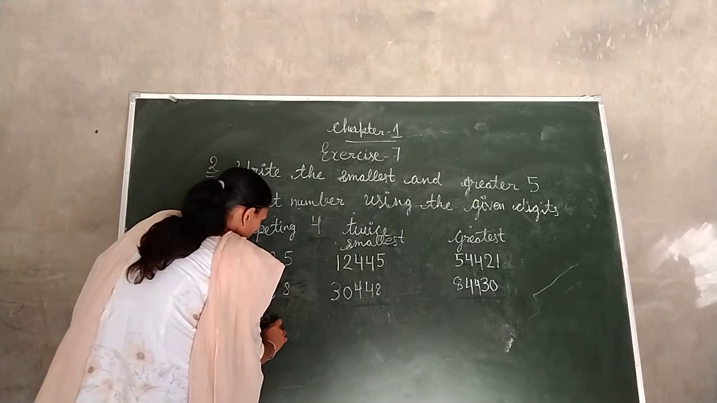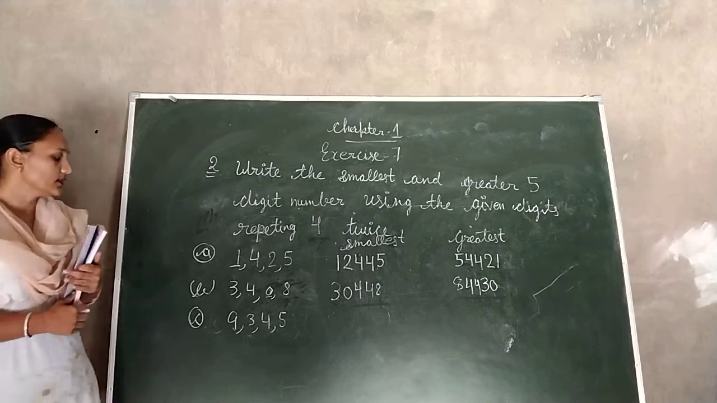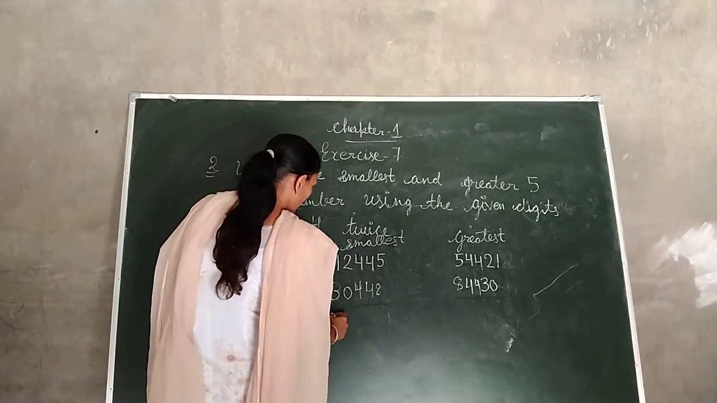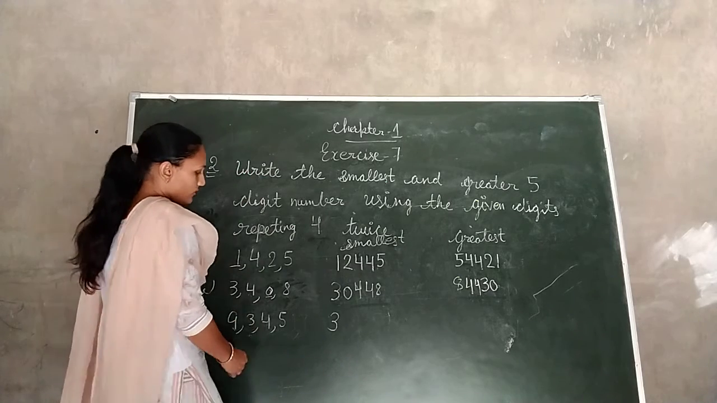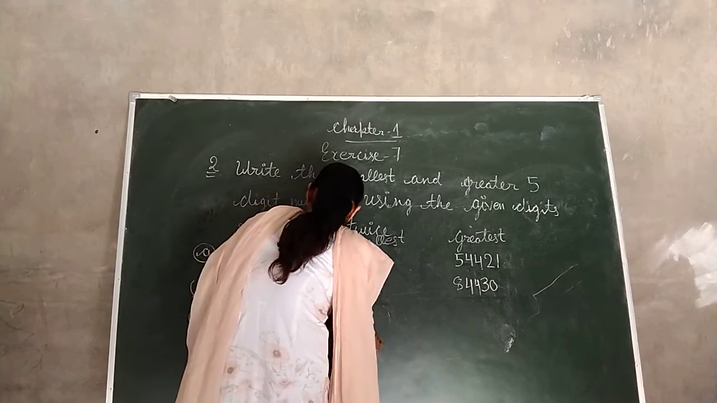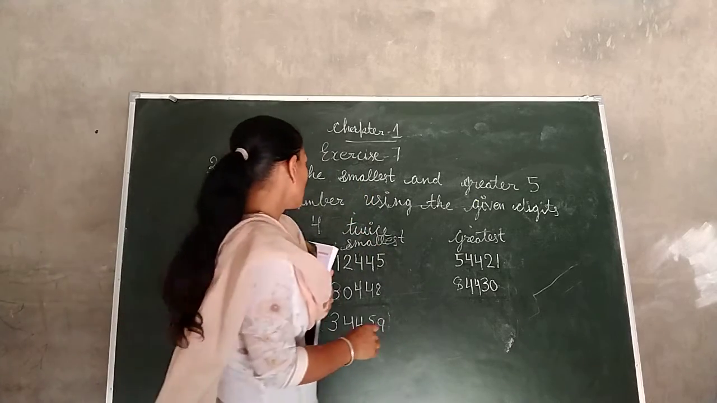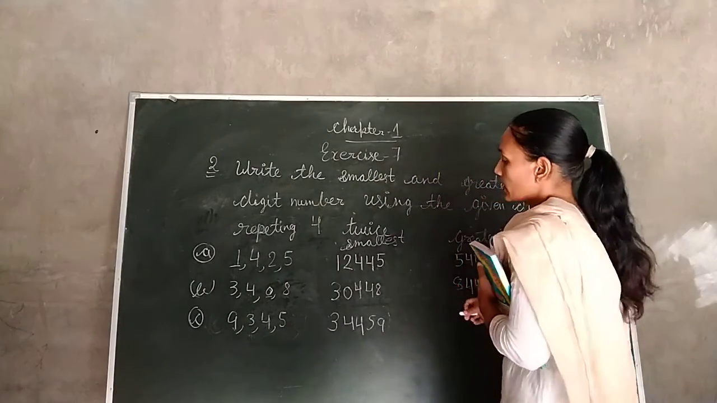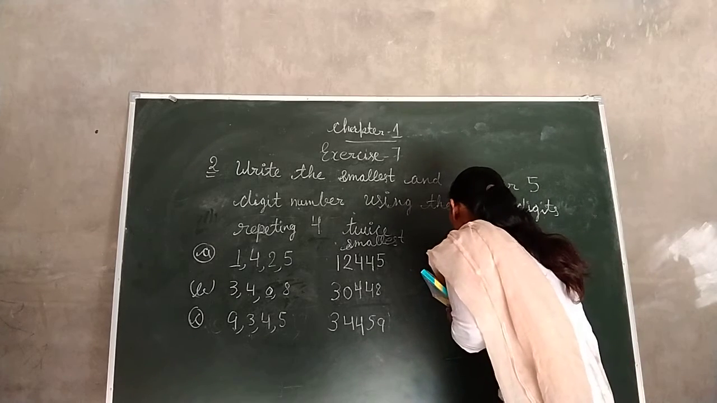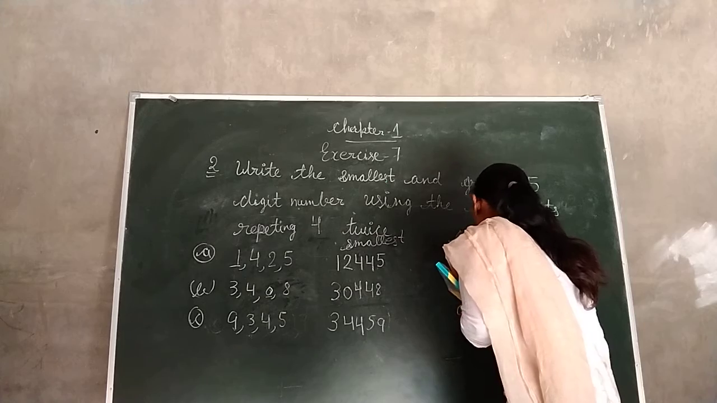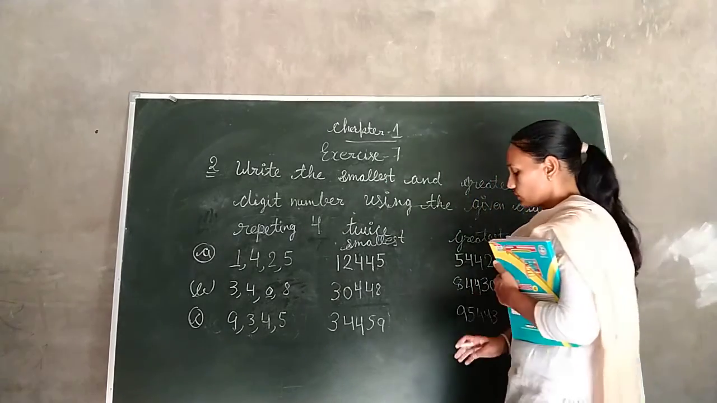9, 3, 4, 5. When we have to make the smallest number, then what we will do, we will write 3 because it is smaller than 4. Then 4, then 5 and 9. And when we have to write the greatest number, then we will arrange these digits in descending order: 9, 5, 4, 4, 3. So this was all about question 2.